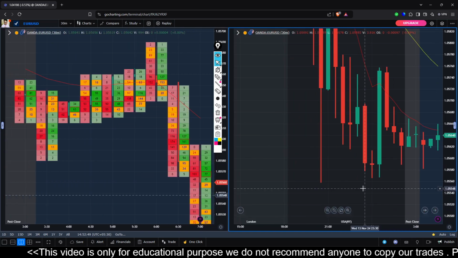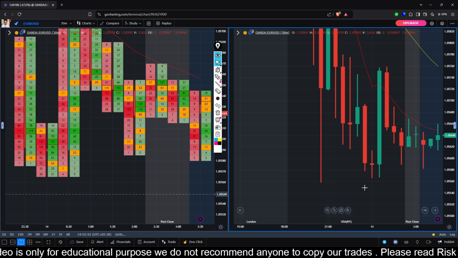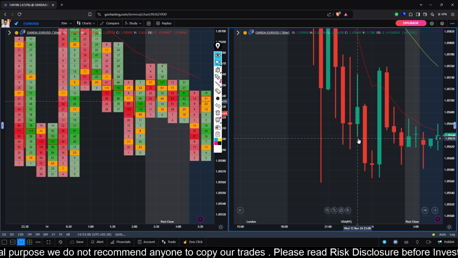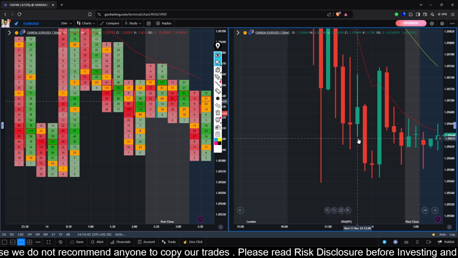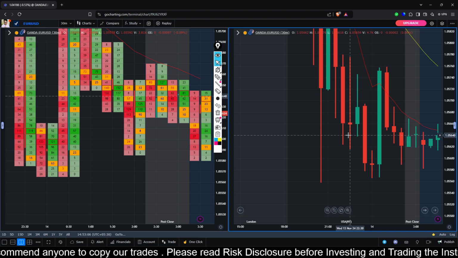So what confirmation do these imbalances or fair value gaps give you to trade with, and is it really a proper way to trade the smart money concept? I don't think so, because I'm sharing my experience. I might be wrong, but the result is in front of you.